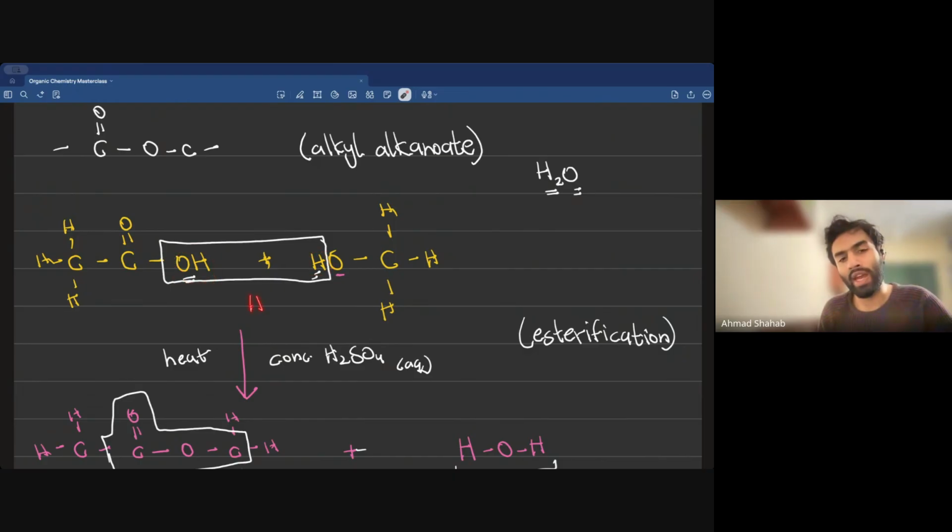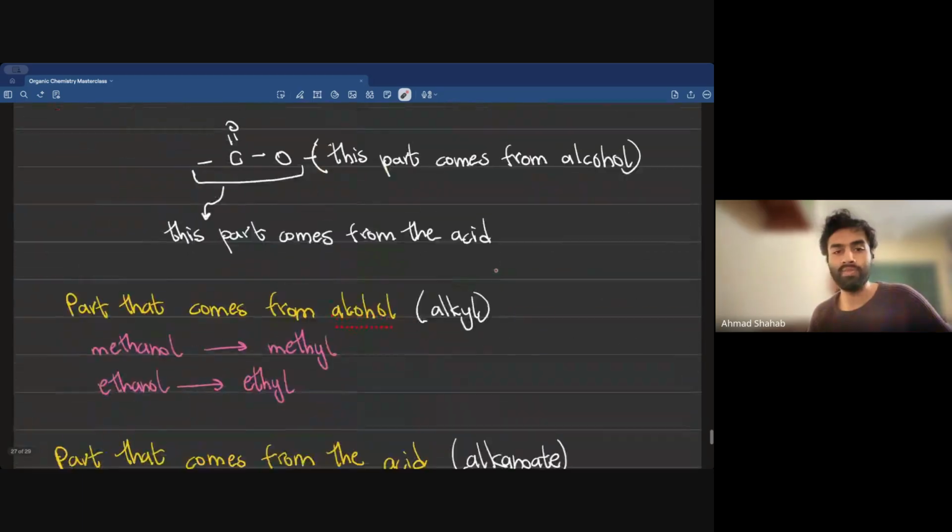So again, in water, we have two hydrogens. One hydrogen has come from the alcohol, and the other hydrogen has come from the acid, right? If you're talking about which of these compounds gives H alone, that H comes from the alcohol, all right? Okay, so yeah, let me explain it again.